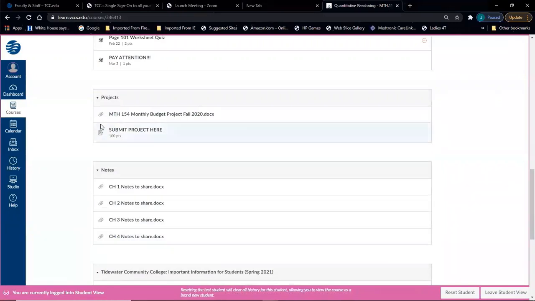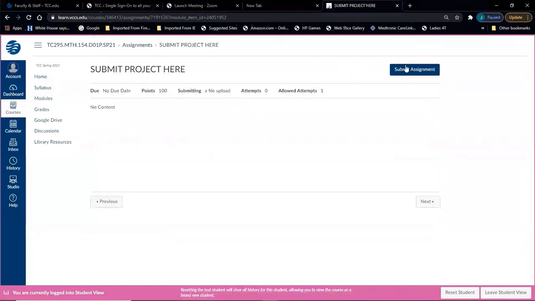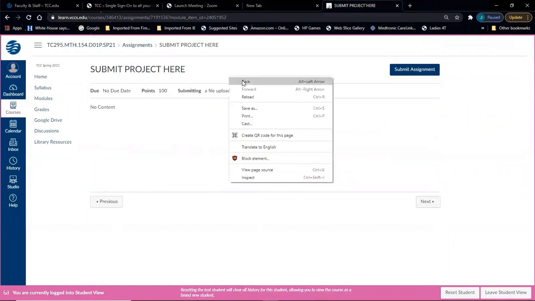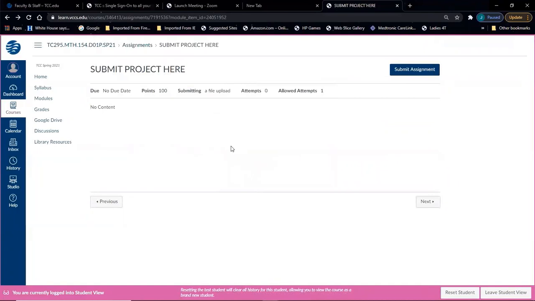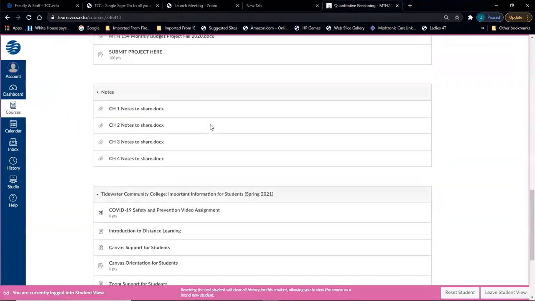But that's where you'll submit it. So you'd click there, and then you hit the button that says submit assignment, and then it'll take you to a screen where you can just upload your file. It's pretty clear. And then the due date, it's back, not gonna work. Back didn't work.